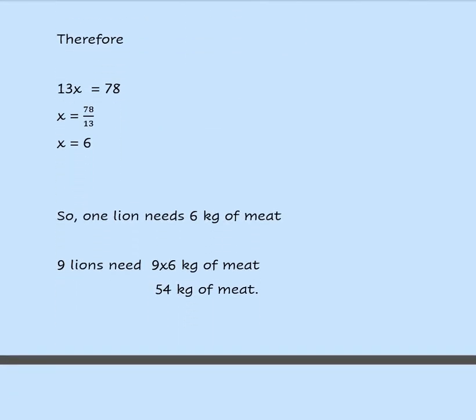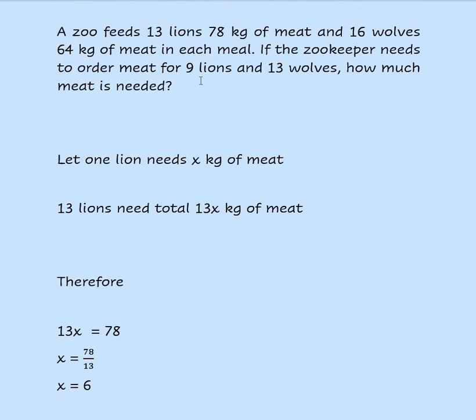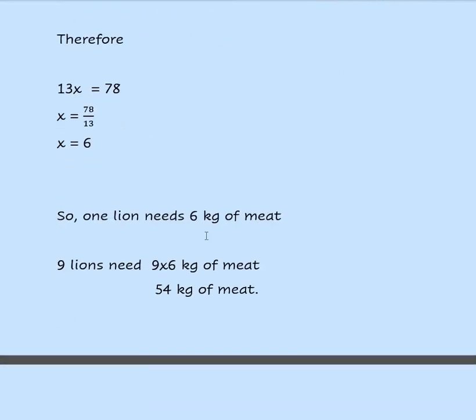But we have to find the amount of meat needed for 9 lions. So we get 1 lion needs 6 kg of meat. 9 lions need 9 times 6, or 54 kg of meat. We'll do the same thing for the wolves.